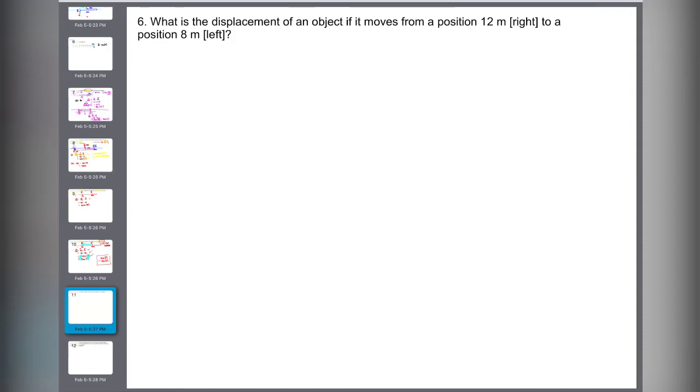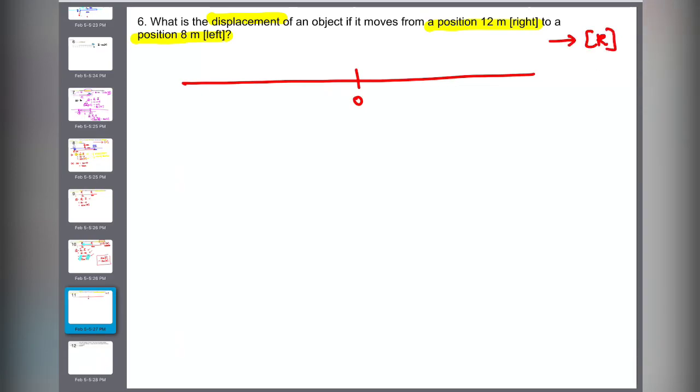What is the displacement of the object if it moves from position of 12 right to position of 18 left? Okay, now I'm referring to the other side of the number line. What is the displacement? I'm going to put 0. I'm still going to say the positive is right. I was at 12 meters to the right. This is your D1. And now I am 8 to the left. 8 this way really means negative 8, because on your number line, I am a negative 8 to the right or 8 to the left.